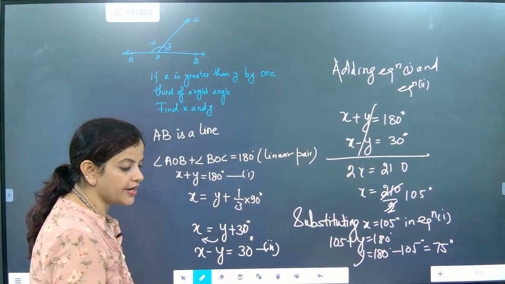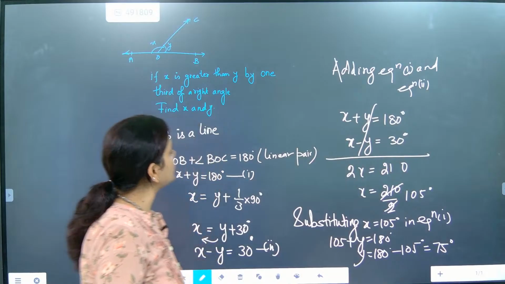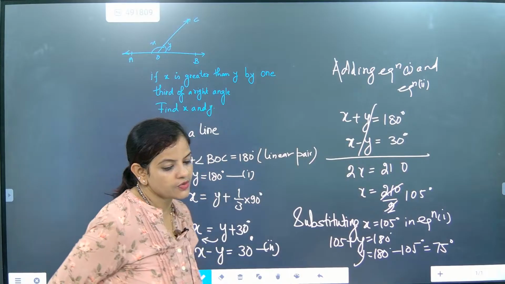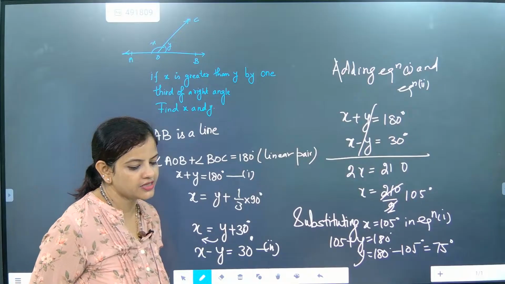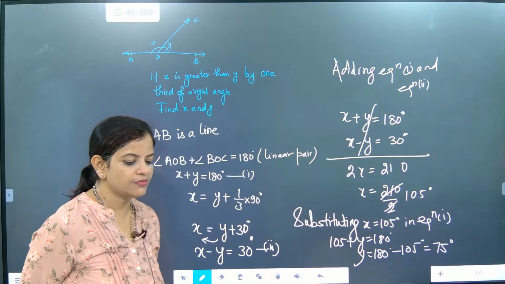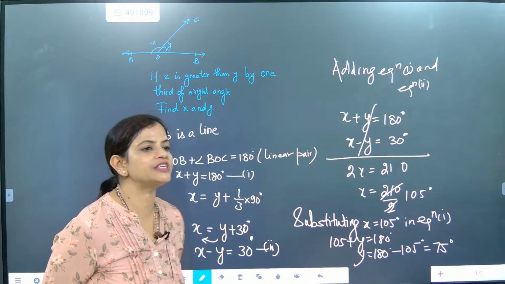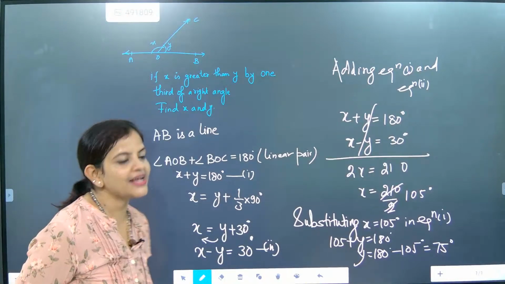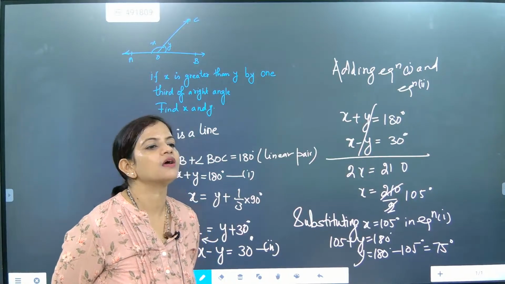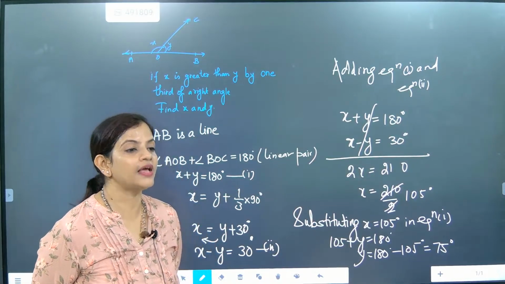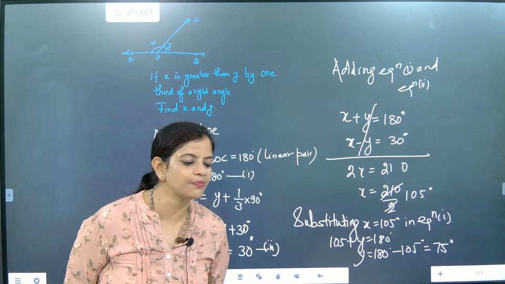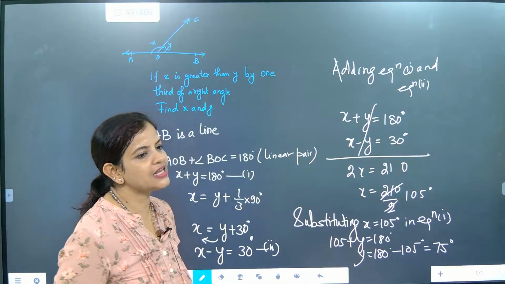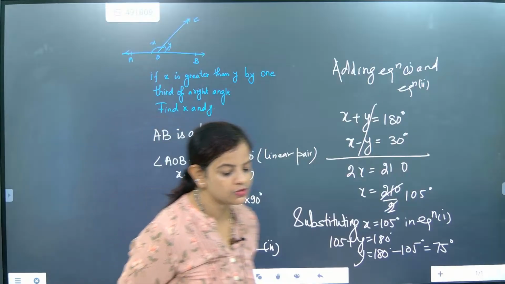Now you people are correct. So how was the question? You told me easy questions, so I gave a little tougher question. It is a tricky question. Only one part of the statement was tough, that x is greater than y by 1/3 of a right angle. That part was a little bit challenging, and other than that, everything was okay, I hope.